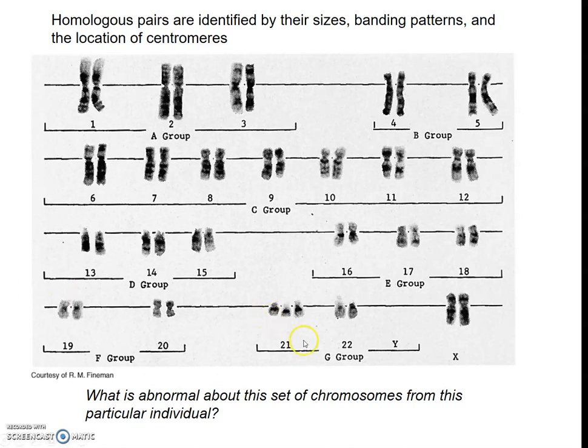All right, so first of all, I hope that you were able to observe that we have two X chromosomes, so this would be a female. However, we see 3 copies of chromosome 21. So this would be, for instance, how one might identify an individual who has Down syndrome, which is called trisomy 21, 3 copies of chromosome 21.